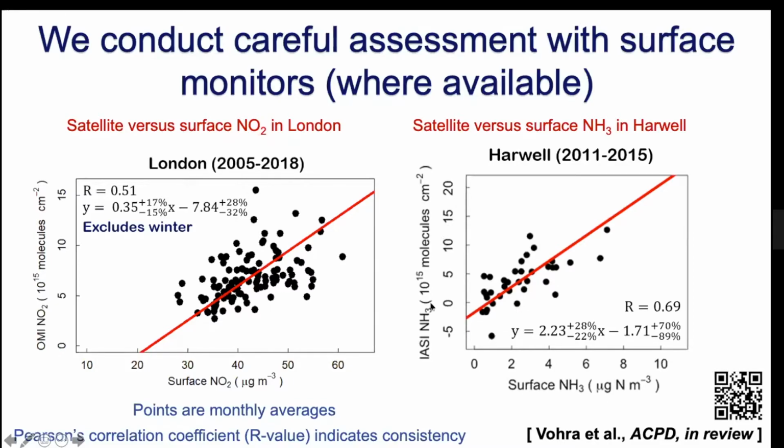And on the y-axis, we have the satellite-derived ammonia levels, which are around that Harwell supersite. And we again see that there is a nice correlation between the satellite versus surface ammonia levels, which tells us that satellite ammonia is able to reproduce what's happening right at the surface.